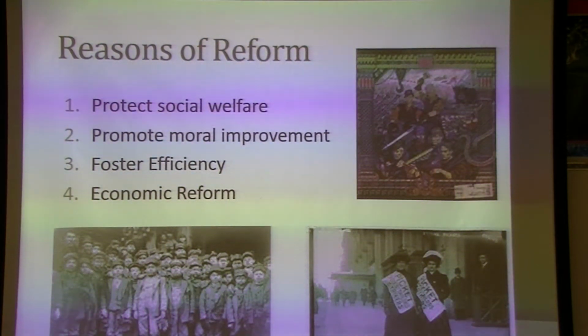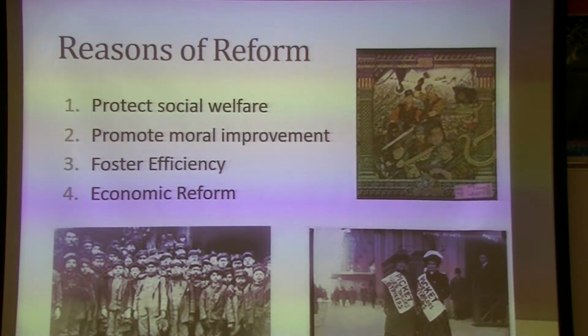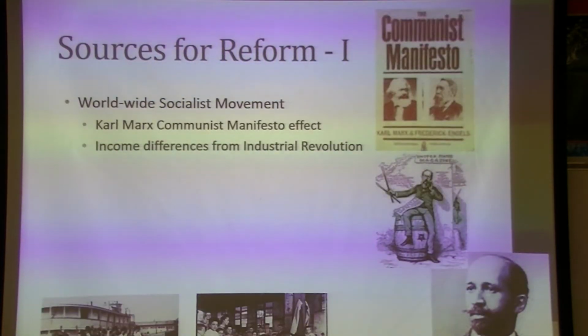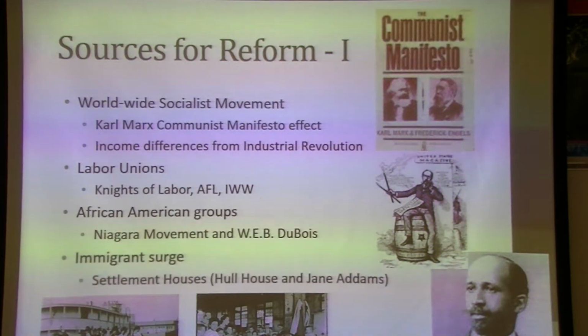Protect social welfare. We're going to have a lot of the things that are done on regulation of business, continuing what was done, but even more so, and this is what the muckrakers have. And then economic reform, we'll focus on the next part. The reforms that we have come from a bunch of different things here. This is a worldwide movement, and this is where the effects of Karl Marx's book, the Communist Manifesto, come in. We had our own versions in America.